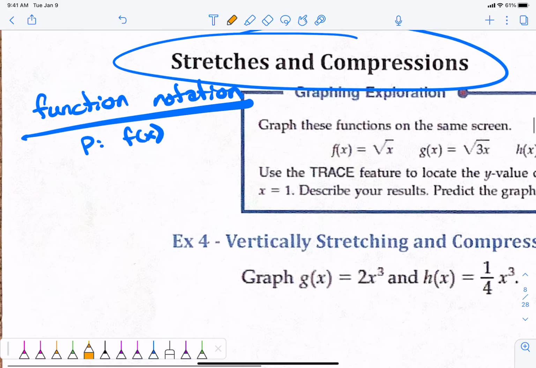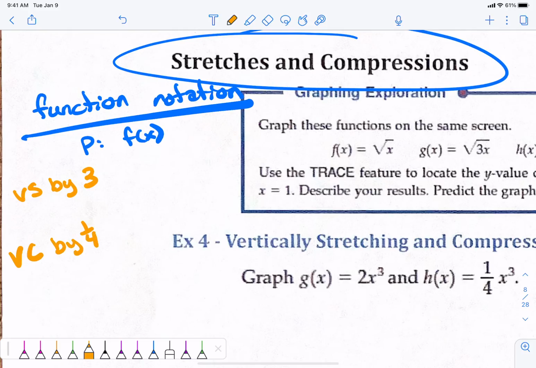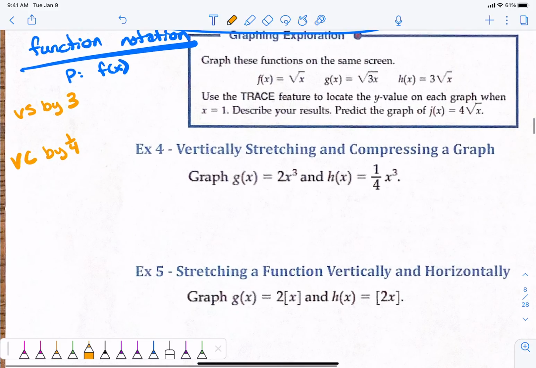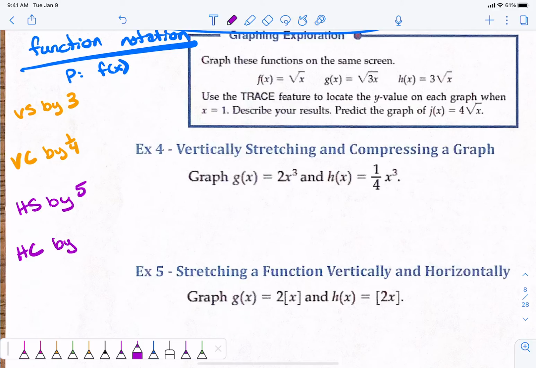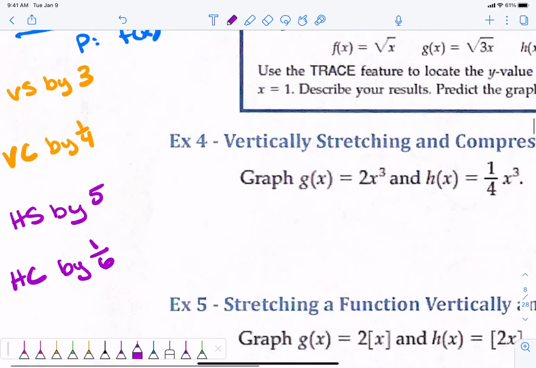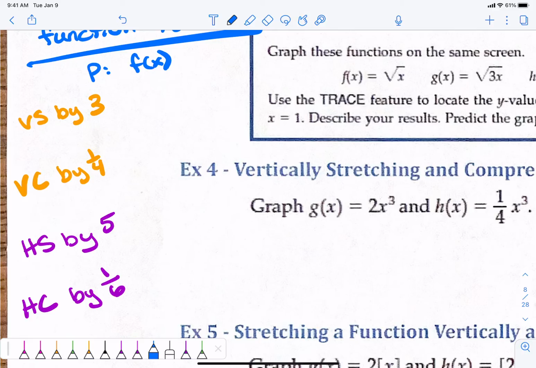Let's say we are vertically stretching by 3, and let's say we're vertically compressing by 1/4. And then let's say we are horizontally stretching by 5 and horizontally compressing by 1/6. I'm trying to use different numbers so you can see what's going on. Vertical stretch, vertical compression, horizontal stretch, horizontal compression. Good?